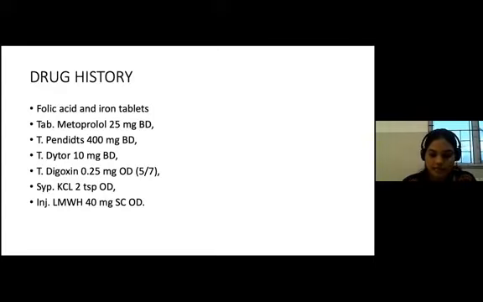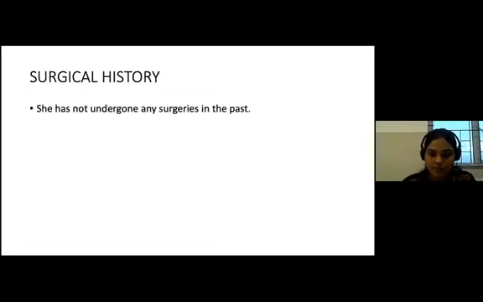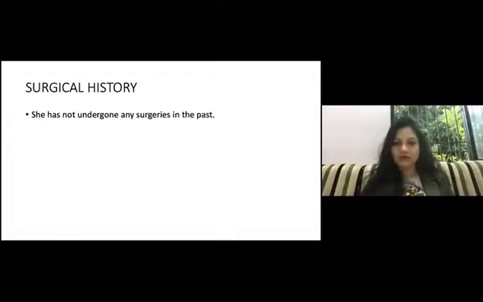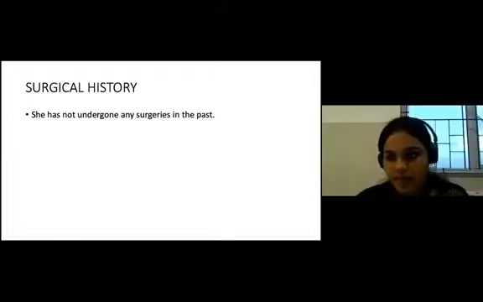Her drug history, folic acid and iron tablets along with tablet metoprolol 25 mg twice a day, tablet pentid 400 mg twice a day, tablet dytor 10 mg twice a day, tablet digoxin 0.25 mg once a day, syrup potassium chloride 2 teaspoons once a day, and injection low molecular weight heparin 40 mg subcutaneous once a day. What is Pentid? Dr. Meera, let me just ask you, what is Pentid? So penicillin. Fine.